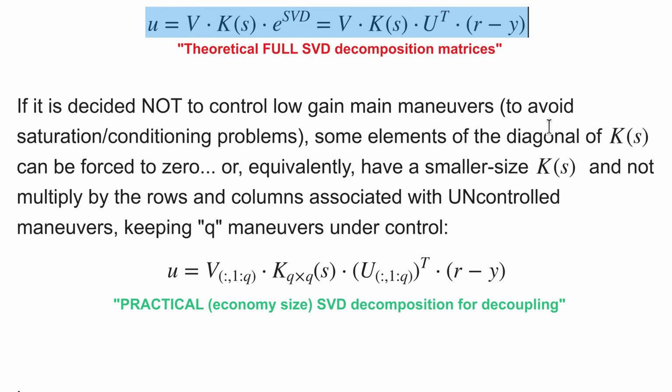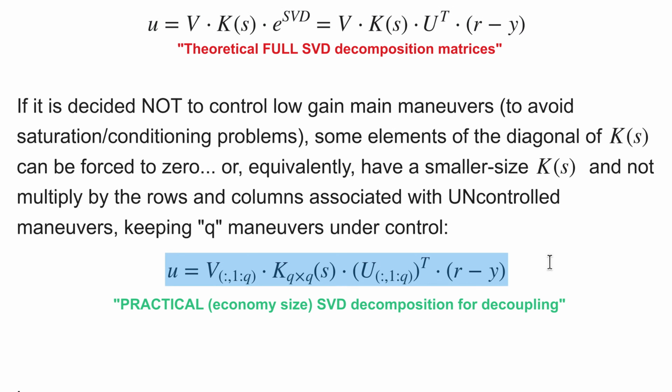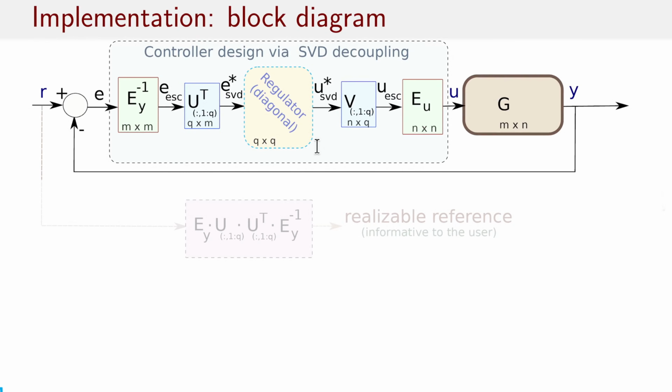And then, instead of this, the only thing I will implement is using the first 2 columns of capital U in this formula, and the first 2 columns of V in this formula, to get the actual physical control action. So once I also incorporate some scalings, this will end up in this block diagram.